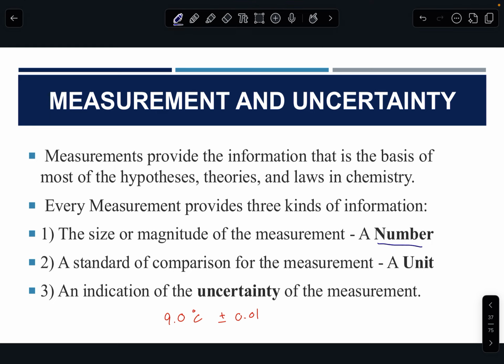The number will be 9.0. The standard comparison of the measurement is going to be the unit, and so I will underline that in yellow. It's kind of hard to see, but degrees Celsius will be the unit. And then the uncertainty is saying, well, our information is limited by the precision of the equipment that we have.